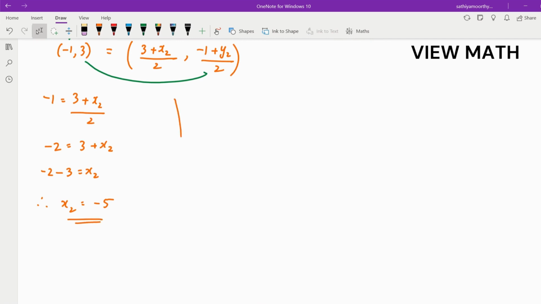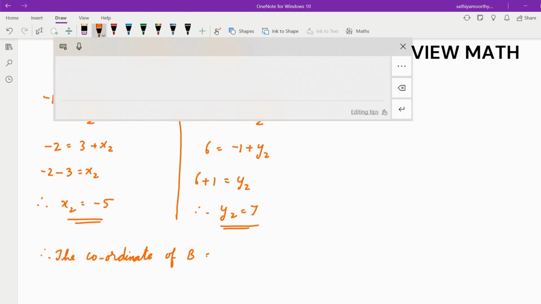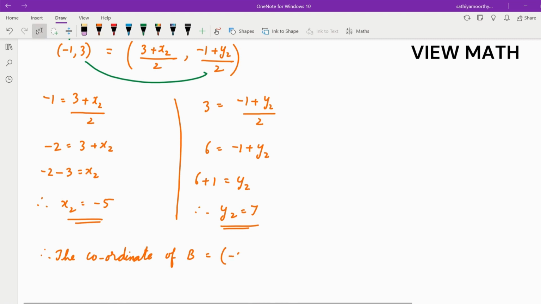Next I'm going to find the y coordinate. Equating the y coordinate, I'm going to find y2. So 3 is equal to (-1 plus y2)/2. 2 into 3 is 6, equal to minus 1 plus y2, minus 1 to the other side. 6 plus 1 is equal to y2. Therefore y2 is equal to 7. So we have found x2 and y2. Therefore the coordinate of B is equal to (-5, 7).